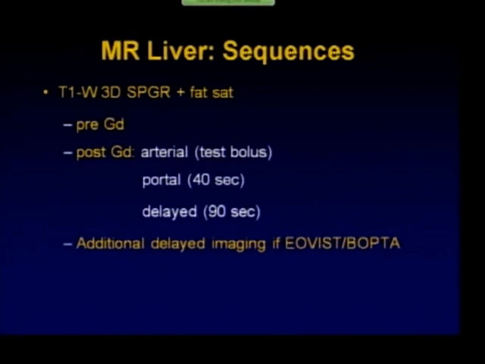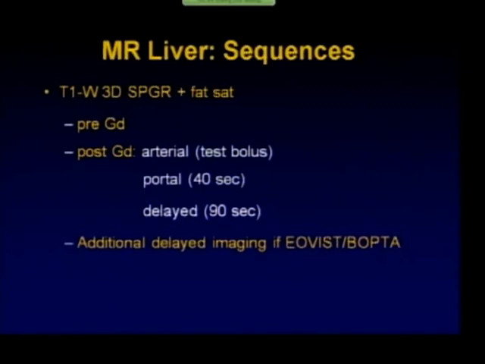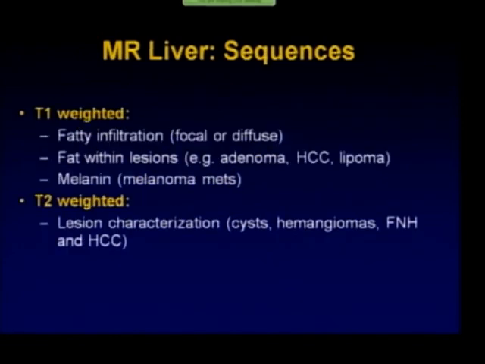We also do T1 weighted spoiled gradient echo 3D imaging with fat saturation, and we do a few sets of images, pre-gadolinium, post-gadolinium, which can be arterial, portal, and delayed, and additional delayed imaging can also be undertaken if we've administered EOVIST or BOPTA. T1 weighted images are employed to look for fatty infiltration, which can be focal or diffuse.